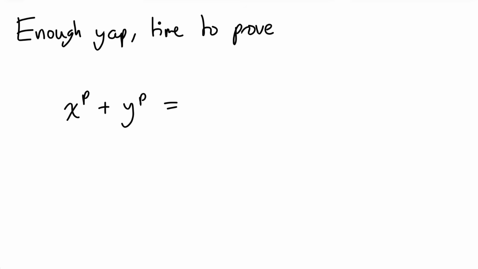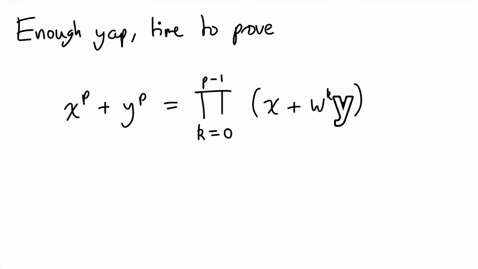Now for the main event, the identity you're here for, the one that says that x to the p plus y to the p is equal to the product of x plus all the different roots of unity times y, where p is an odd prime. I tried to come up with my own unique proof, and I will share bits of that later on in the video, but we'll start with the classic proof, which goes like this.